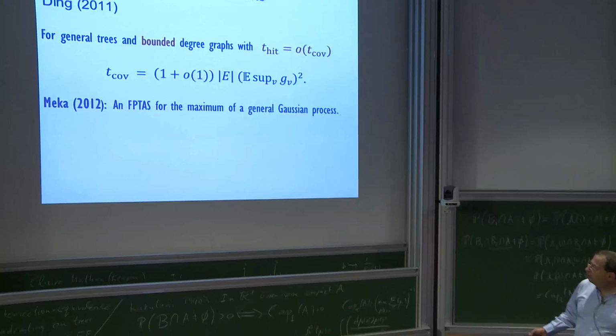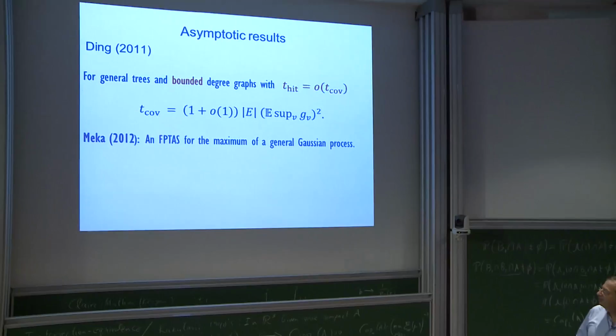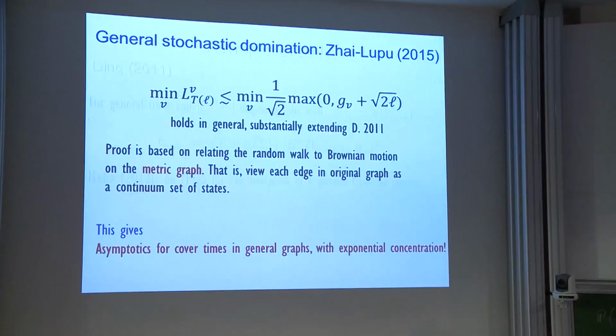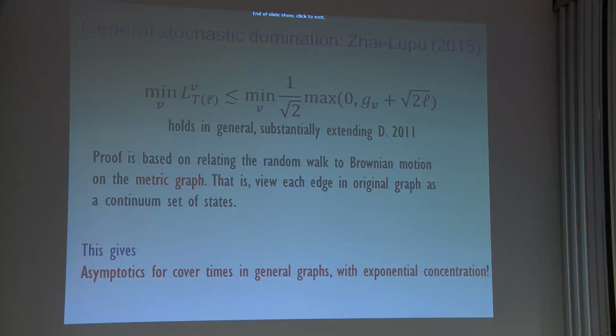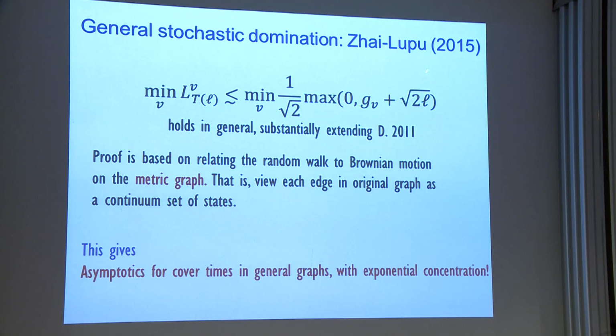And this was proved by Jian Ding in a bunch of cases, general trees, and assuming a uniform bound on the degrees. And then the general thing was proved by Alex Zhai, based on an idea also independently found earlier by Lupu.